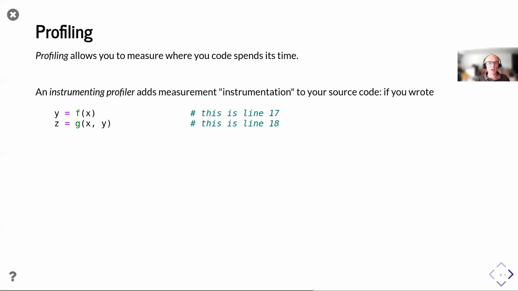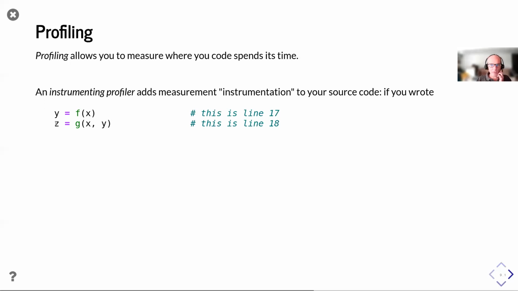And in very rough terms, there are two types of profilers out there. Profiler would be the name of the tool. So-called instrumenting profilers add measurement, so-called instrumentation, to your source code. So let's say that your source code looks kind of like this. On line 17 of your code, you call f on x and store the result in y, and then on line 18, you call g of x and y and return z.